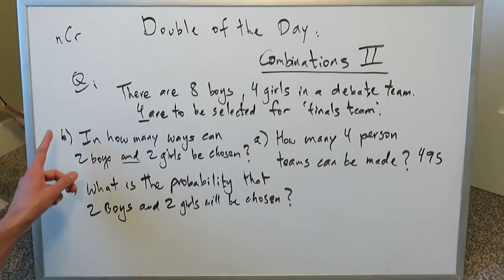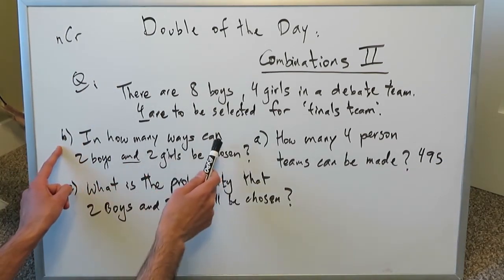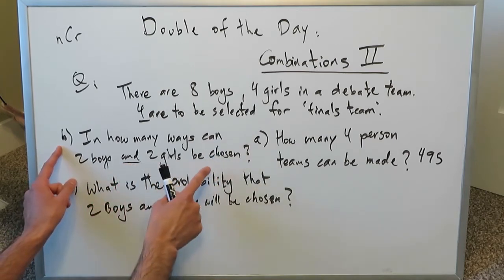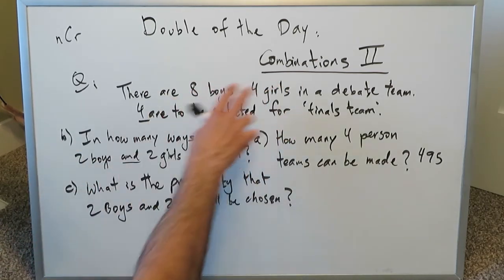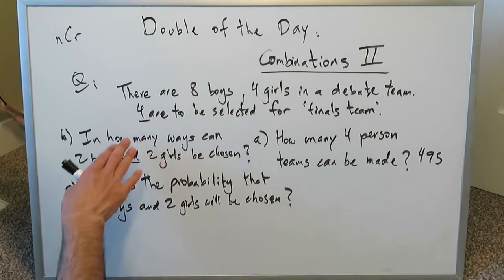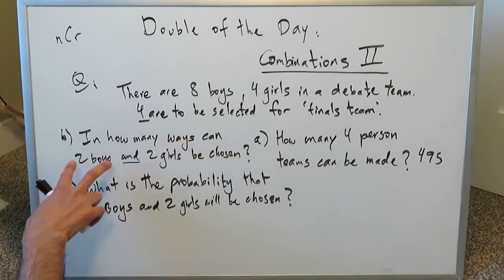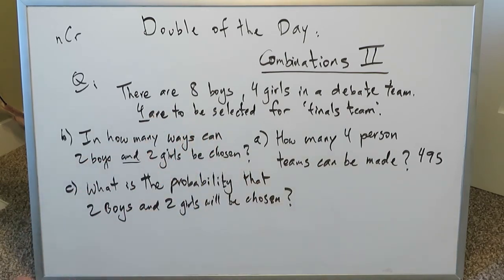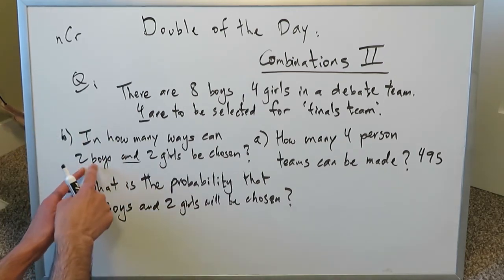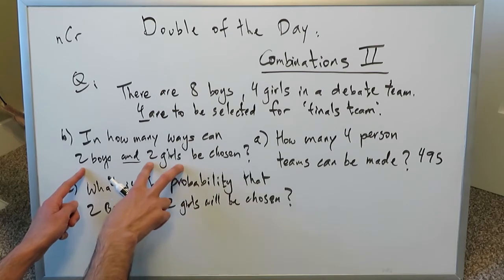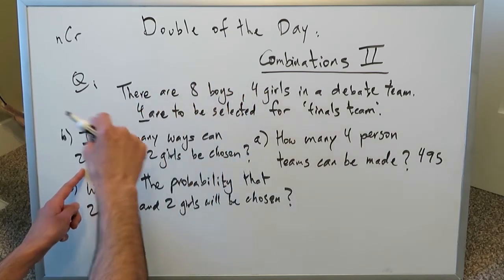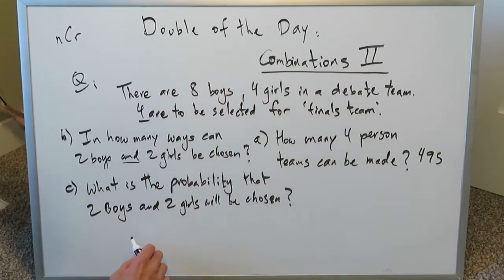Now the next question brings us down to B. In how many different ways can 2 boys and 2 girls be chosen? You again have this group of 12 students, but you're trying to determine in how many different ways 2 boys and 2 girls can be chosen. But now we have to think differently, because we're selecting 2 boys from a total of 8 and 2 girls from a total of 4, because there are 8 boys and 4 girls. Here the factors inputting into the formula are different.